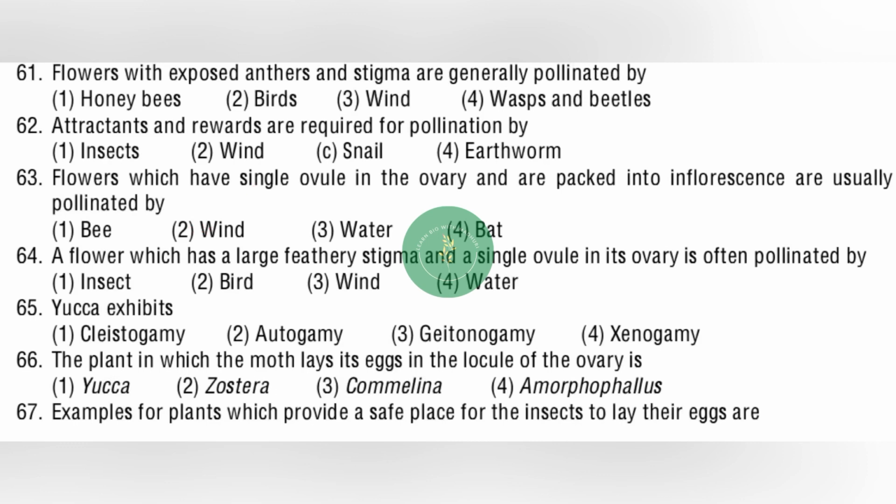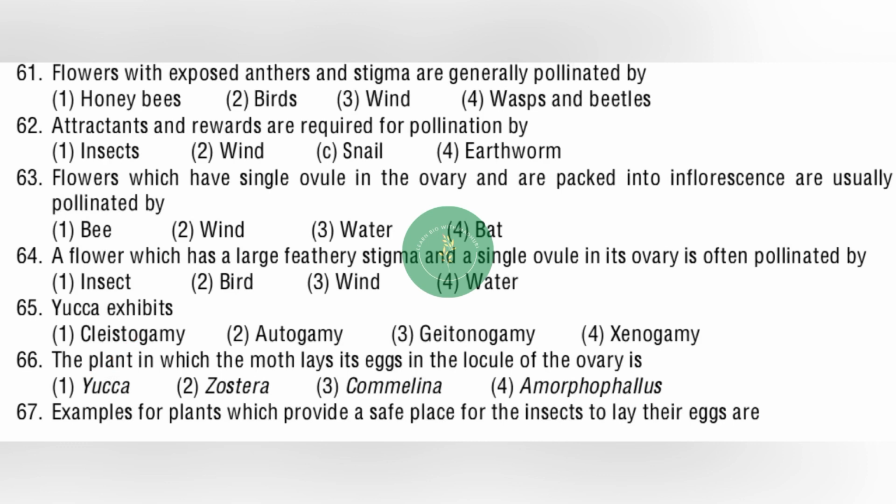Question number 64. A flower which has a large feathery stigma and a single ovule in its ovary is often pollinated by option number 3, wind. Question number 65. Yucca exhibits option number 4, that is xenogamy. Question number 66. The plant in which the moth lays its eggs in the locule of the ovary is option number 1, yucca plant.